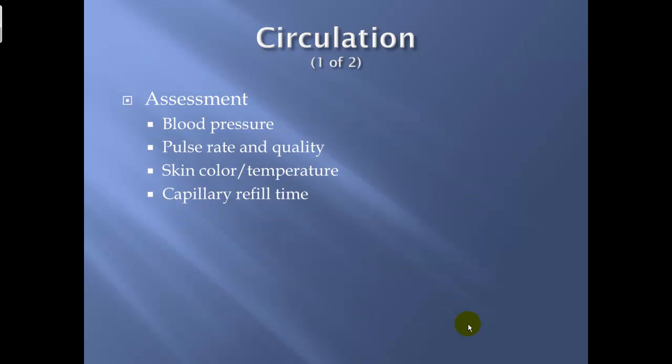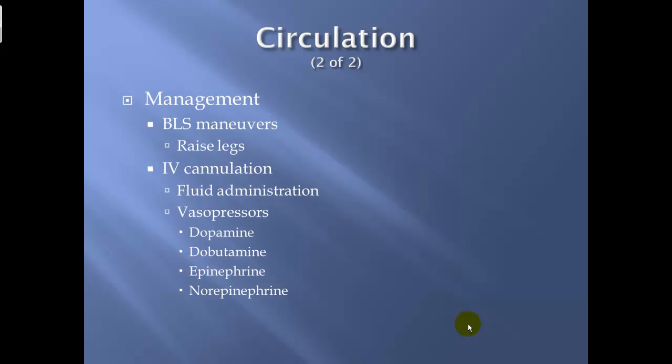Circulation. Assessment of circulation, blood pressure, pulse rate and quality, skin color, temperature, and capillary refill time. Management, BLS maneuvers, raise their legs, ALS maneuvers, IV cannulation, fluid administration. Vasopressors can be used. Please use the vasopressor for the right underlying etiologies, and we'll talk about those here in just a second. Dopamine is a generic vasopressor. Probably should start with this one.